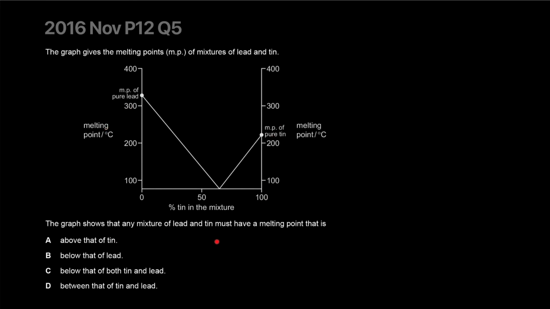The graph shows that the mixture of lead and tin must have melting points that is above that of tin. Actually, you do get lower than that of tin. Below that of lead, well, that's true because you can't have a melting point according to this graph higher than that of lead. So B looks correct. Below that of both tin and lead, that's incorrect. It does get higher than tin. Between, no, it does get lower than tin, right? Looking at the graph, the question is pretty straightforward. The graph was like telling you that it was a very complicated question, but it's a straightforward question.